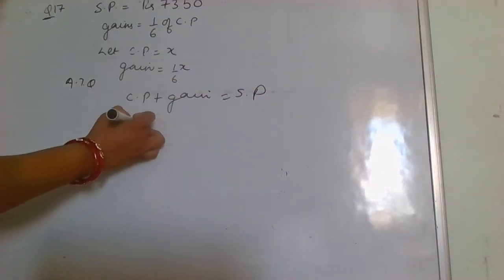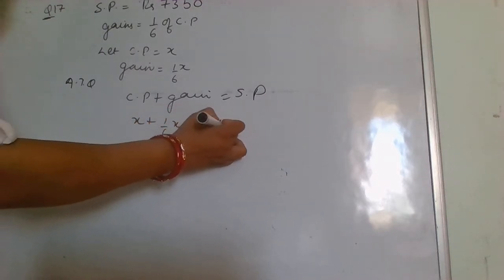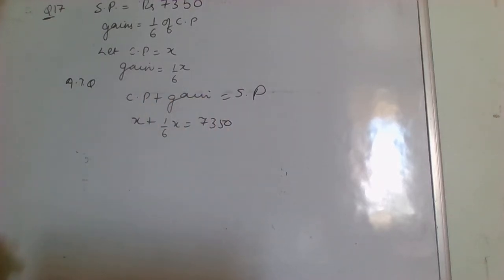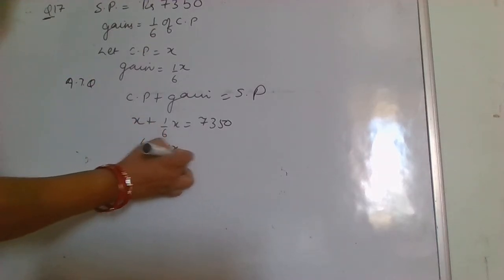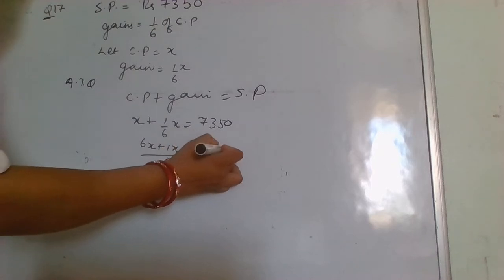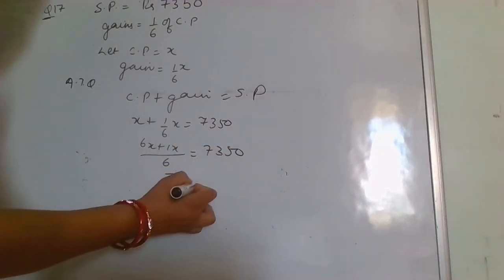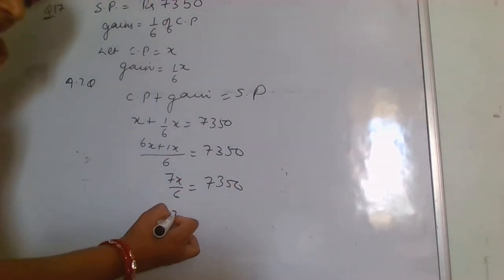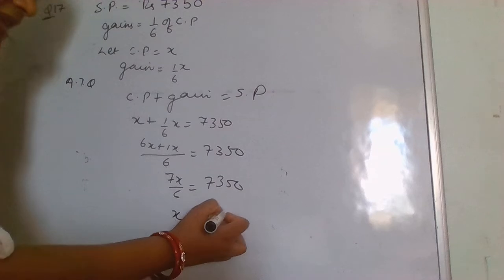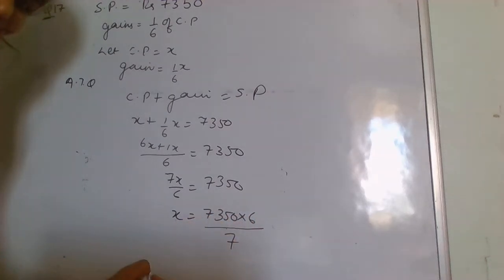We will substitute. X plus 1 by 6, X is equal to 7350. Now I will find the value of this X easily. So this will become 6X plus 1X divided by 6 is equal to 7350. So 7X by 6 is equal to 7350. So here it can be written as X is equal to 7350 into 6 divided by 7.